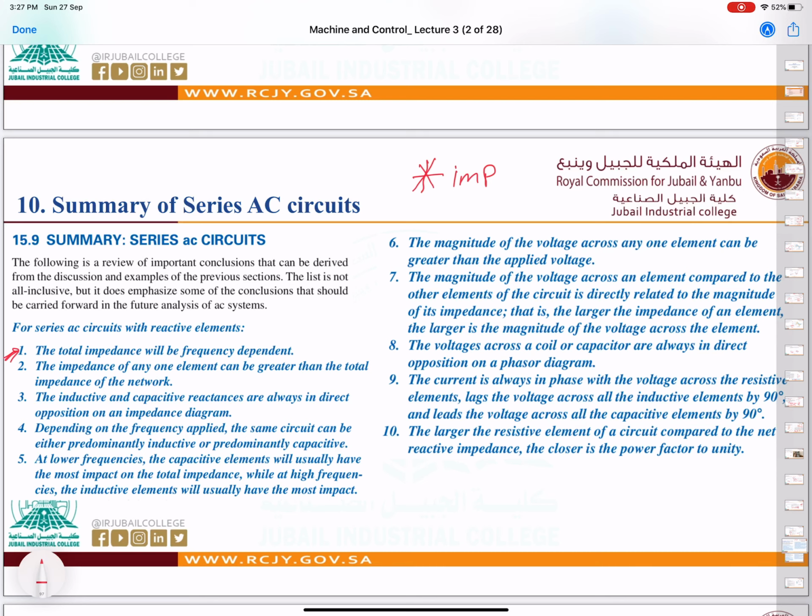Now number 3: the inductive and the capacitive reactance are always in direct opposition on an impedance diagram. Of course, because in our impedance diagram, XL is plus 90 and XC is minus 90, so they are always opposite to each other.